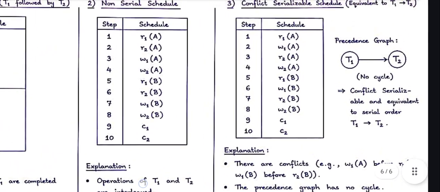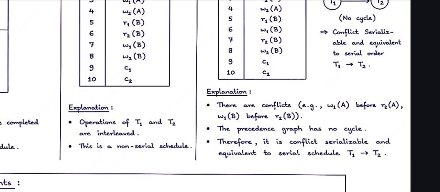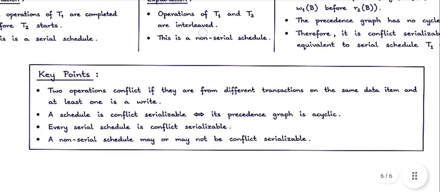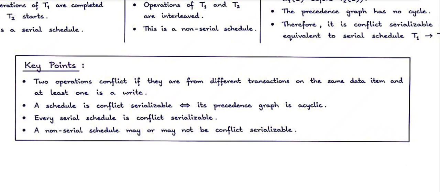And a conflict serializable schedule. There are conflict examples: W1 of A before R2 of A, W1 of B before R2 of B. The precedence graph has no cycle, therefore it is conflict serializable and equivalent to the serial schedule T1 to T2. Two operations conflict if they are from different transactions on the same data item and at least one of them is a write.